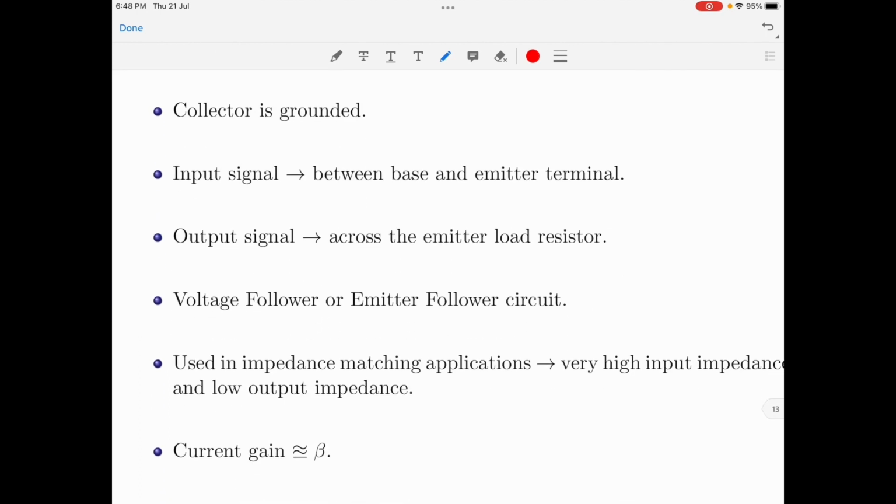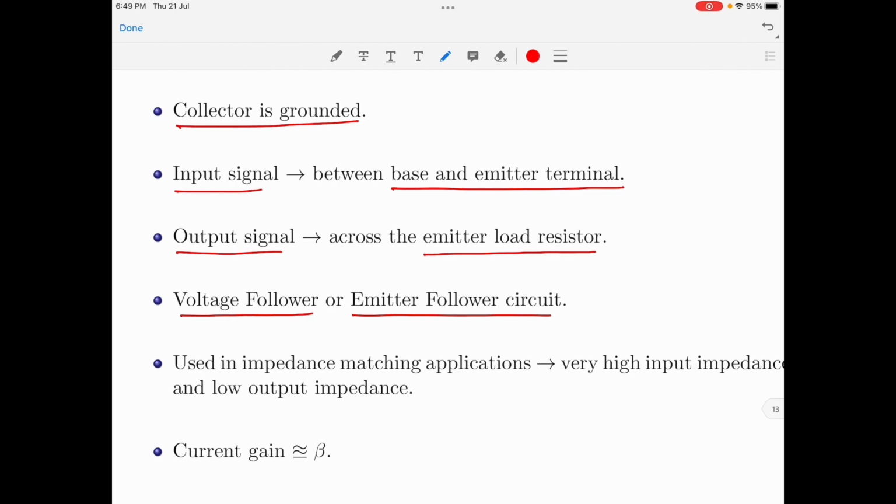Let us now quickly summarize the points for the common collector configuration. In this configuration, the collector is grounded. The input signal is connected across the base and emitter terminal, and the output signal is taken across the emitter load resistor. Please note, it is across the emitter load resistor. Because of this particular characteristic, we call this configuration a voltage follower or emitter follower circuit. Also, this configuration has a very high input impedance and very low output impedance. This characteristic makes it useful in impedance matching applications.